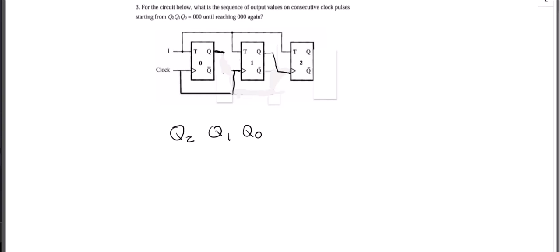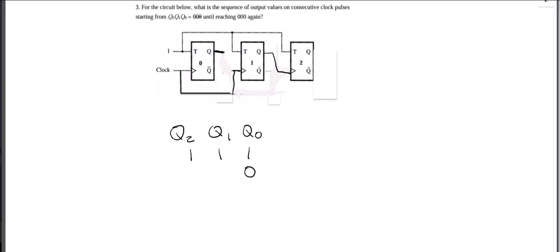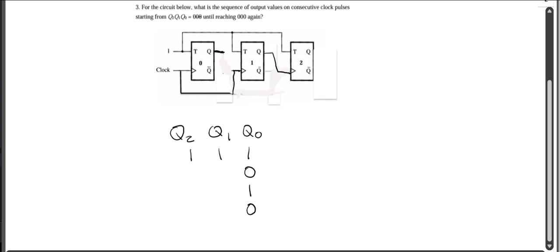So we're going to start with looking just at Q0. Q0 always has an input of 1, and its clock is the clock. That just means on every clock cycle, it's going to toggle. And to make this slightly different, we're not starting at 0, 0, 0, we're going to start at 1, 1, 1. So at the first clock cycle, Q0 is going to toggle, so it goes from 1 to 0. And Q0 is just going to toggle every time.